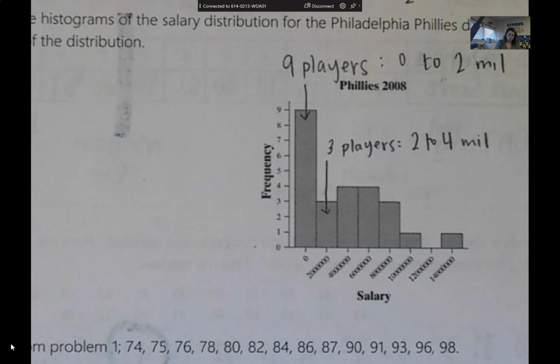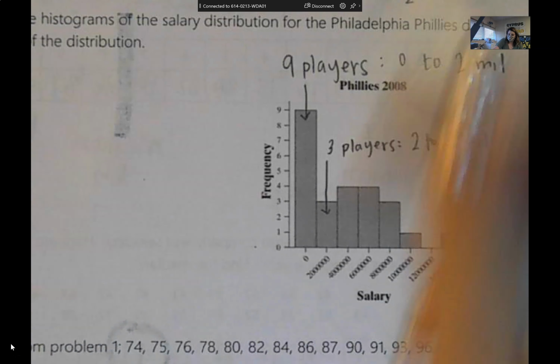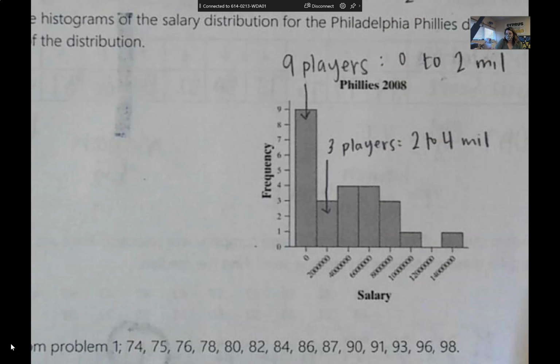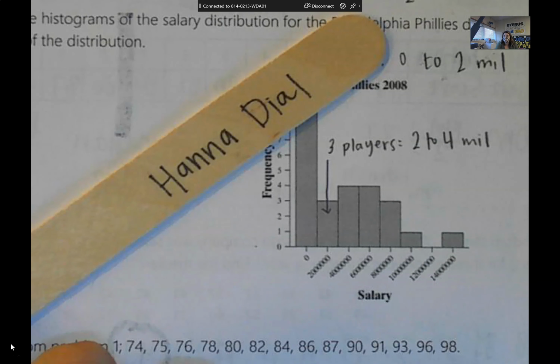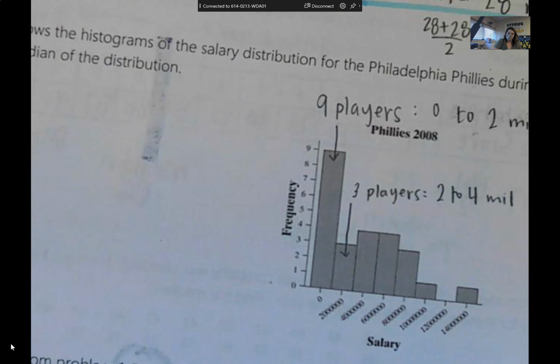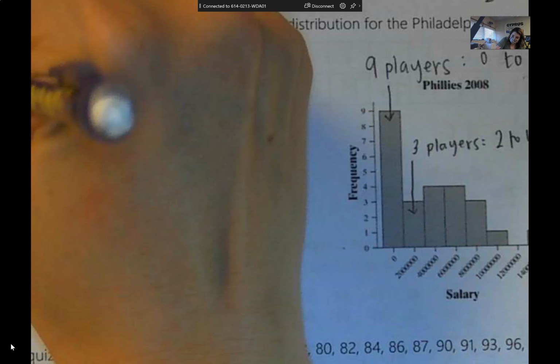$20. $10. $5. Okay, goes to Hannah. Yes. 25 players.